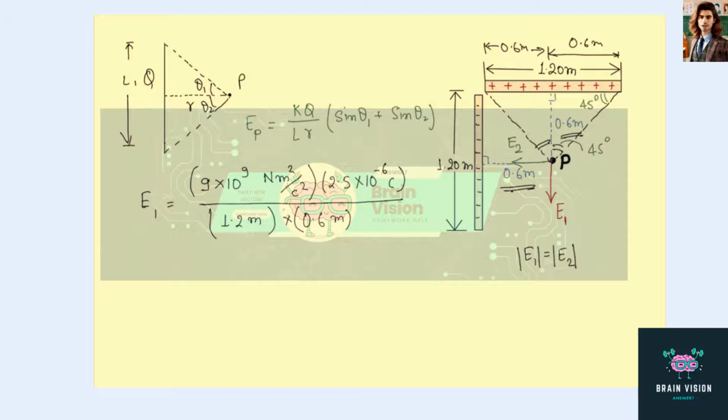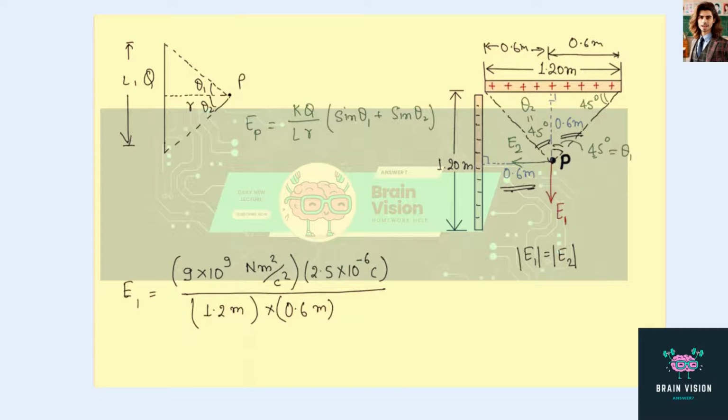So this angle is 45 degree. Again the same thing happens with the second right angle triangle, so again this angle is going to be 45 degree. So in this case, theta 1 and theta 2 are 45 degree. This is theta 2, let us say, and this is theta 1. So we have to multiply by this factor, sine theta 1, that is sine 45 degree, plus again sine 45 degree.